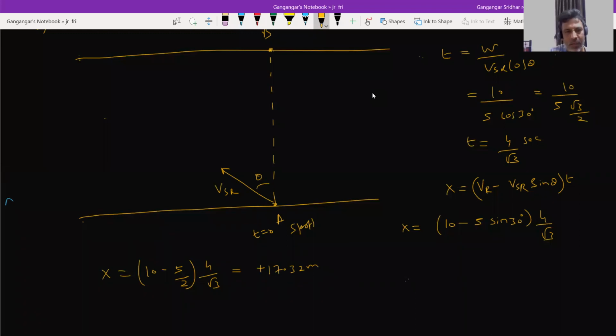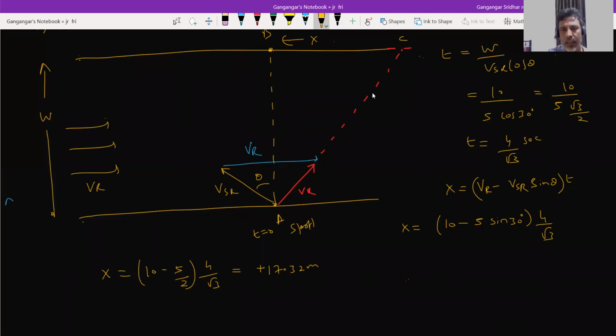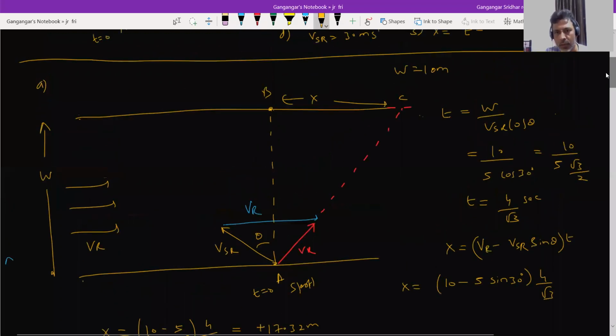Okay, now looking at the data, you tell me where you reach. Though it seems up the stream, there's a river current and there's the width of the river. The river current will push him, this will be VR, and he will reach down the stream. This is the drift. So this is the end point, reached after 4 by root 3 seconds.